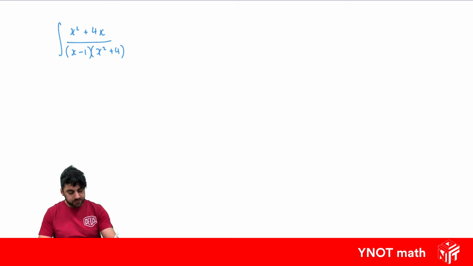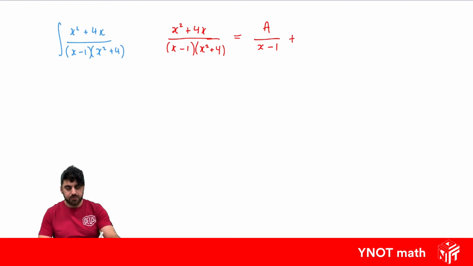So we'll consider first our fraction, x squared plus 4x over x minus 1 times x squared plus 4. And we know this is going to be able to be broken up into a over x minus 1, plus now we have a quadratic factor in the bottom, so we know we're going to get a linear factor in the top, so we get bx plus c all over x squared plus 4. And we just need to work out a, b, and c here.